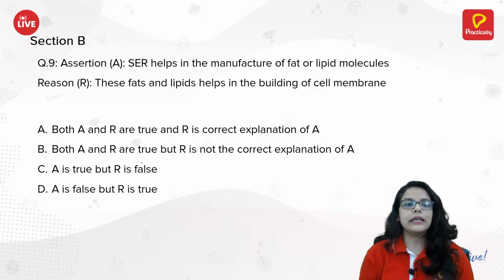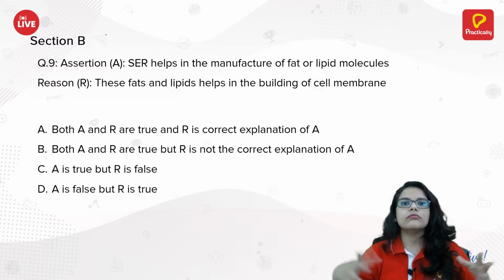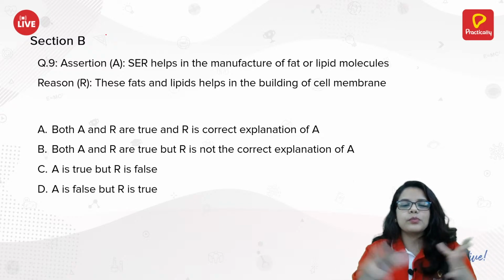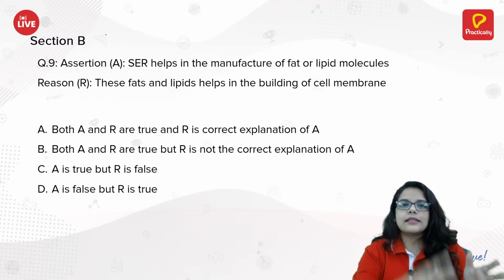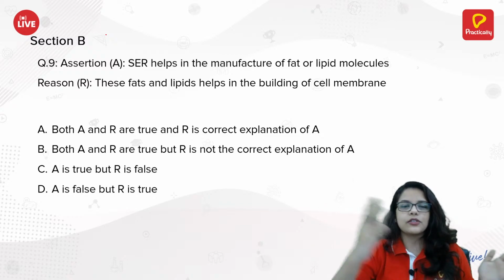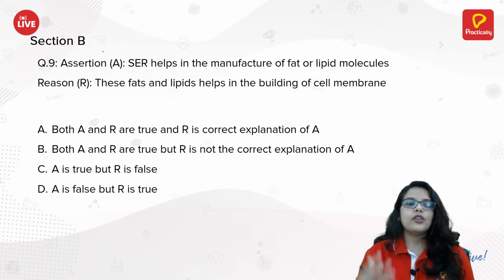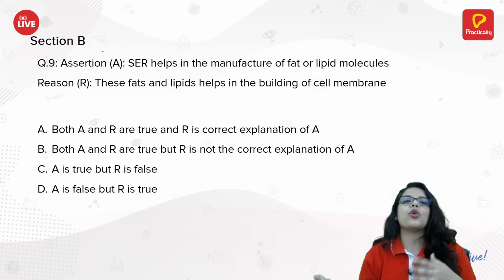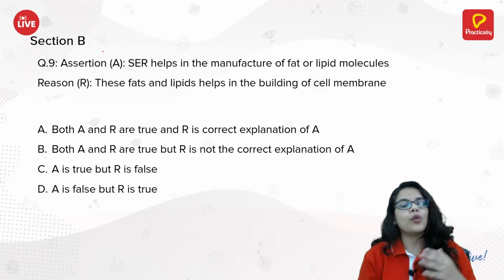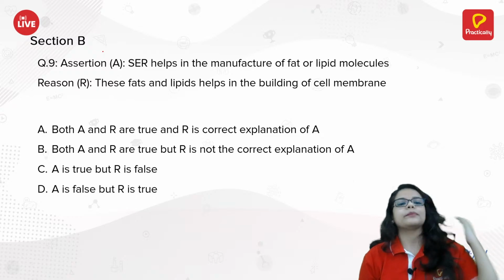Section B. As I said, this is how we set the question paper in the board exams: section A, section B, section C. Section A is complete. Now we move on to section B. Section B is for assertion and reasoning. You'll have an assertion and a reasoning, and you have to see what is related to what, whether both are false or one is true and one is false.